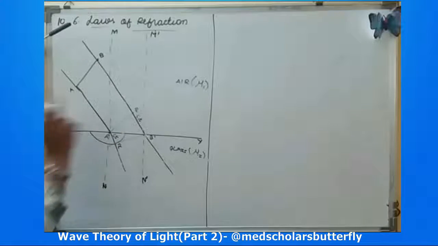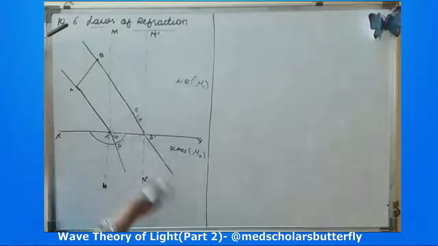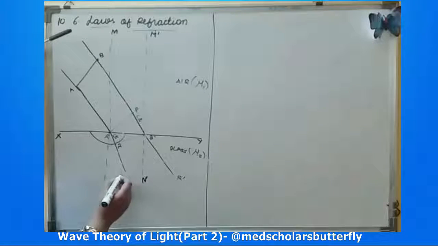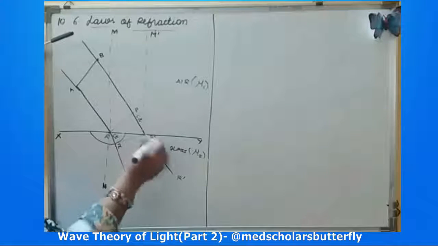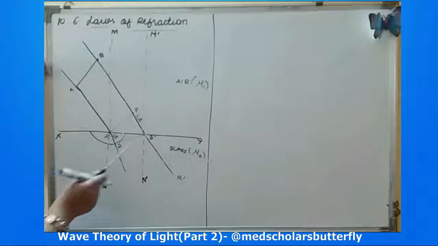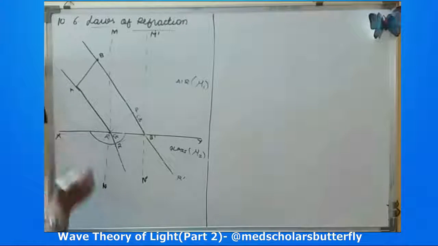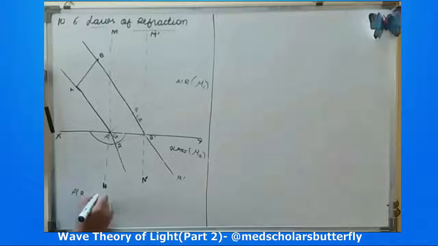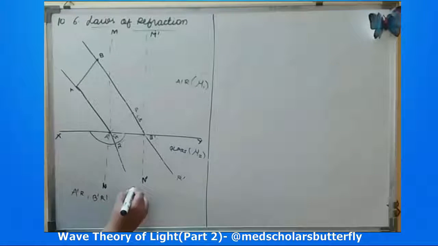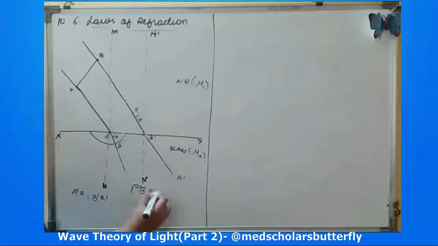Light will reach from B to P and P to B dash, and then forward B dash to R dash, where A dash R and B dash R dash are both our refracted rays. That's it. Where P dash is C1t and A dash R is C2t.